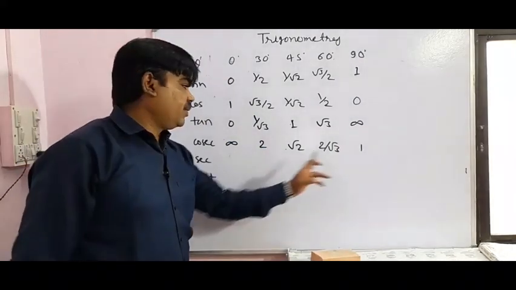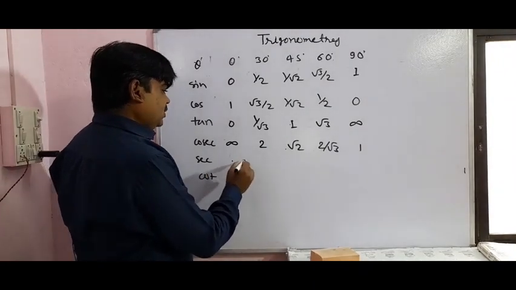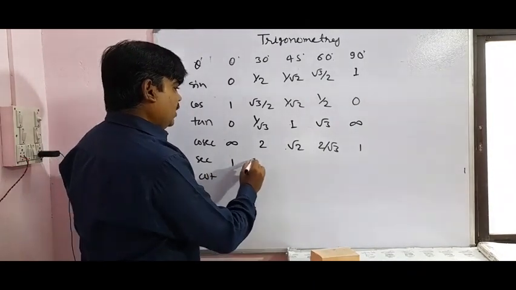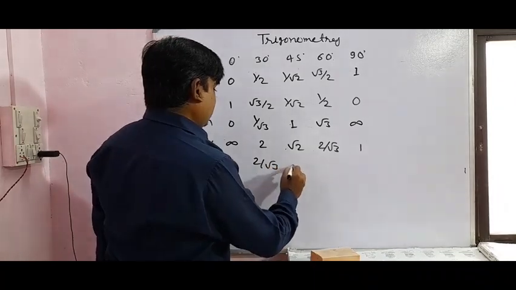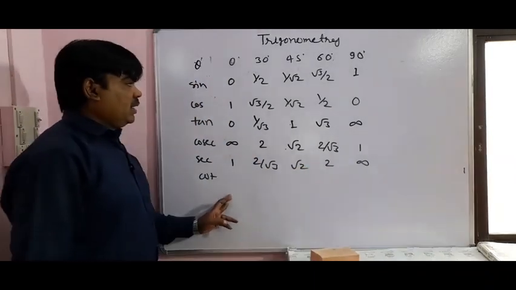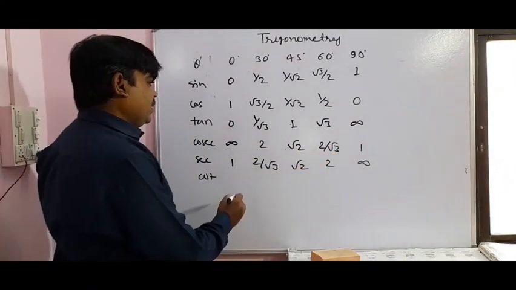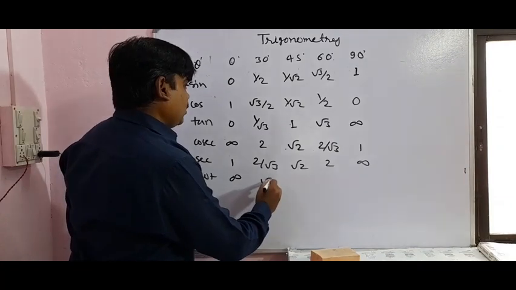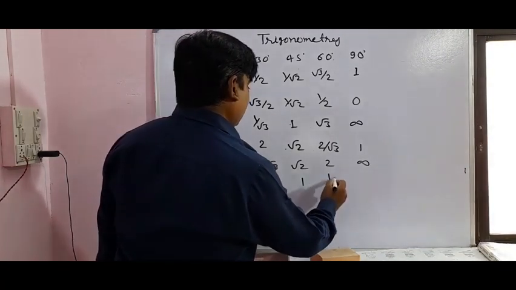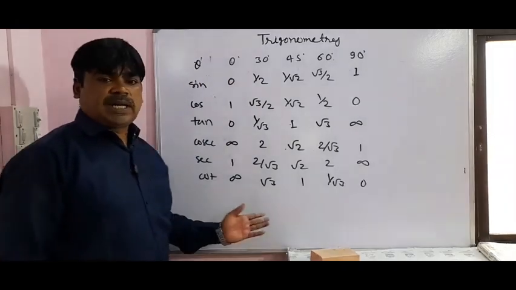Now, same here, put these values in for sec theta from the opposite side. This will be 1, 2 upon root 3, root 2, 2, and infinity. For cot theta, just write the opposite values of tan theta. This will be infinity, root 3, 1 upon root 3, and 0. So, the chart is ready for you. Is it not easy?